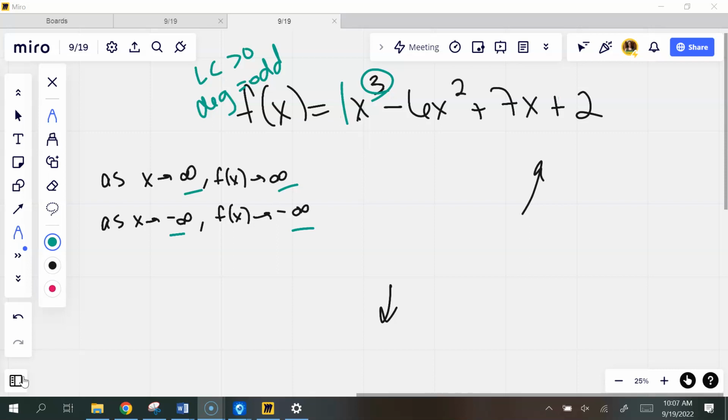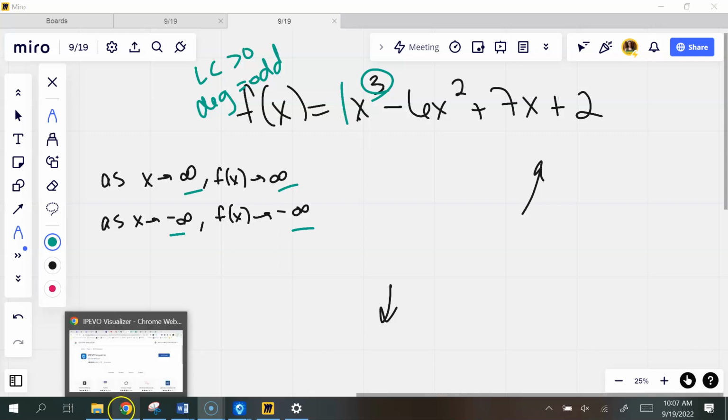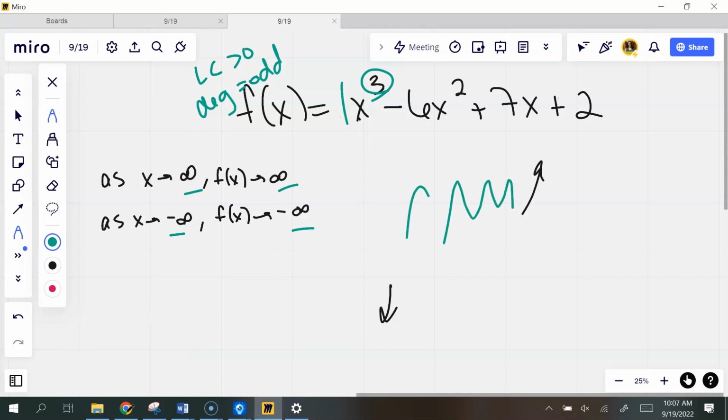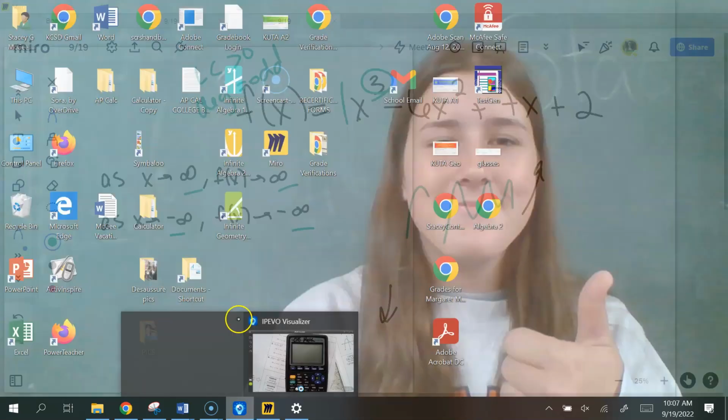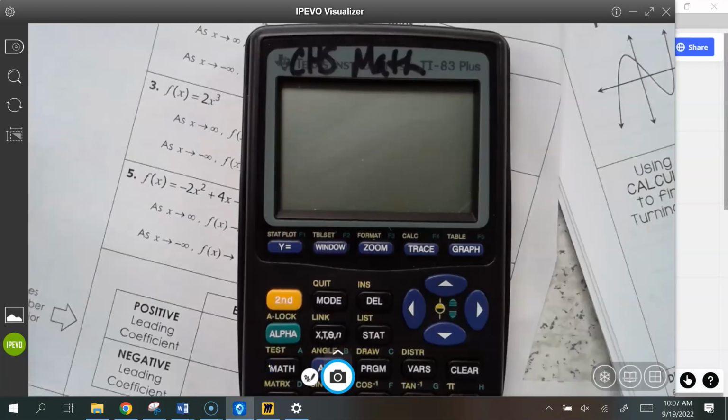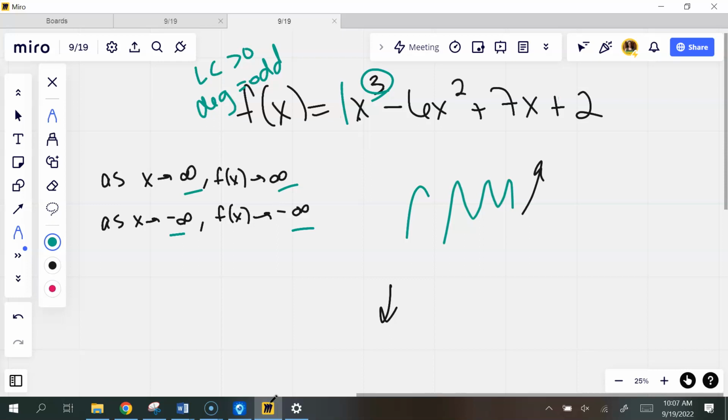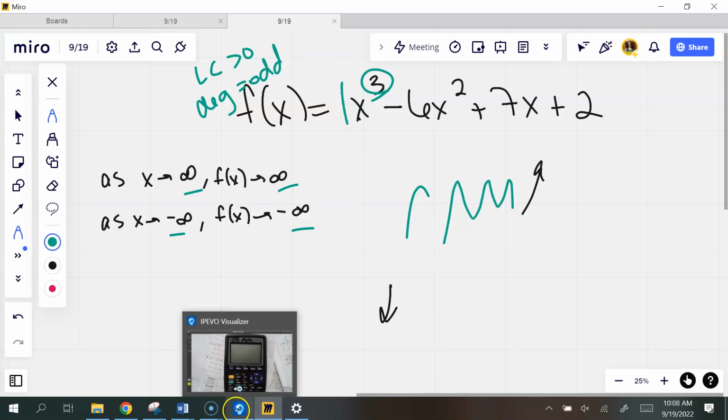Let's talk about the turning points. Take out your calculator. That's what the end is going to do. No matter what's going on inside of here, that's what the ends are going to do. Okay. Go into y equals. That's the degree, and it's odd.